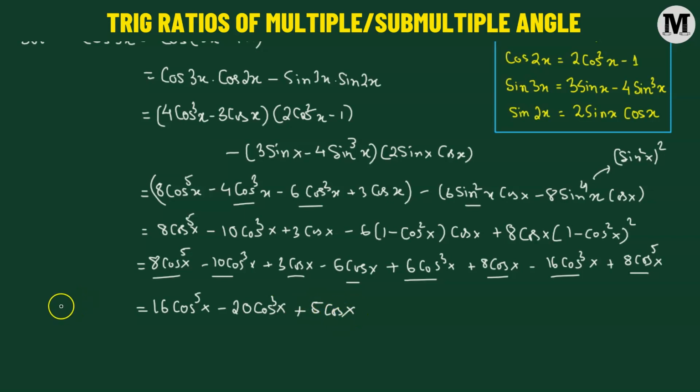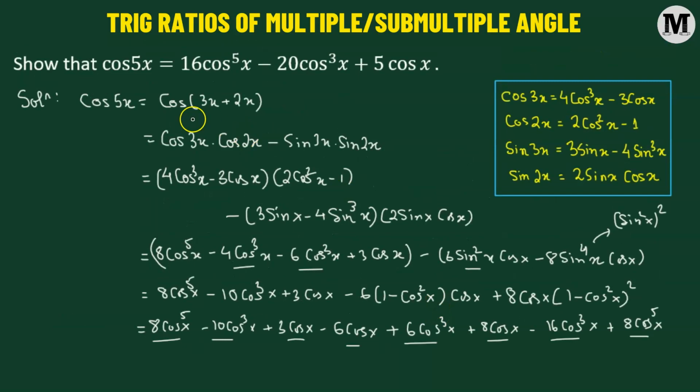And this is what we were needed to show. So we have successfully expanded cosine 5x to get 16 cosine x raised to the power of 5 minus 20 cosine cubed x plus 5 cosine x. So let's check once more with the problem. Yeah, 16 cosine x raised to the power of 5 minus 20 cosine cubed x plus 5 cosine x.